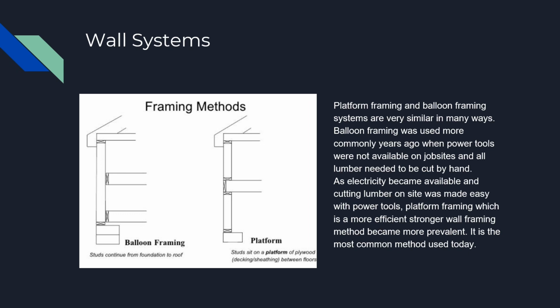Balloon framing was used more commonly years ago when power tools were not available on job sites and all lumber needed to be cut by hand. As electricity became available and cutting lumber on site was made easy with power tools, platform framing, which is a more efficient, stronger wall framing method, became more prevalent. It is the most common method used today.